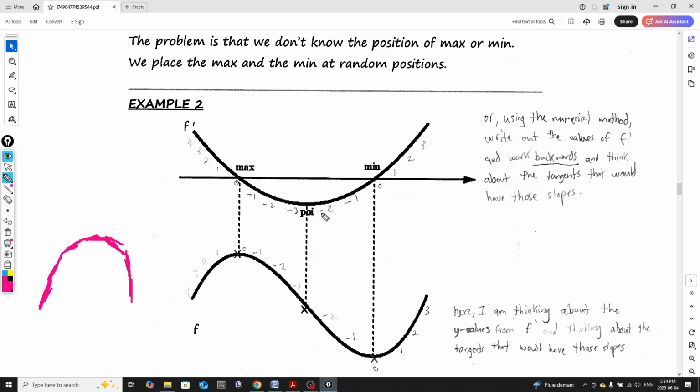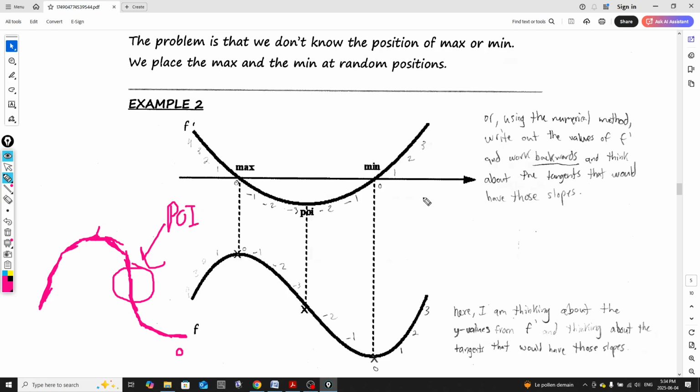And now my slope is actually increasing again. So now I'm going something like this: -2, -1, and now I'm at 0. So this one right here is a minimum. This one was a maximum. This steepest slope right here, you probably identified that. It's a point of inflection.